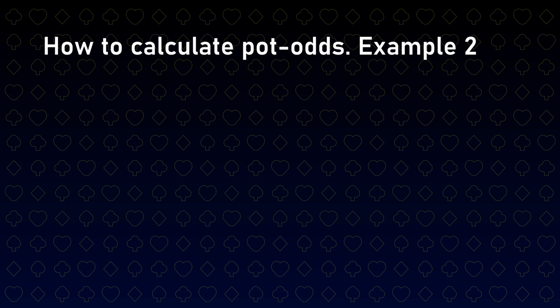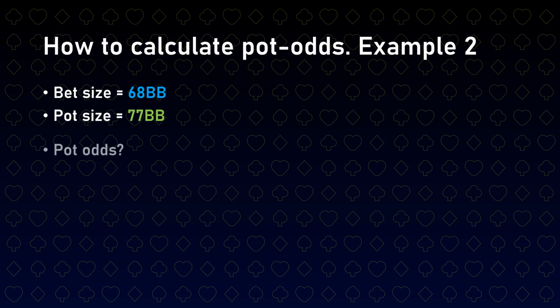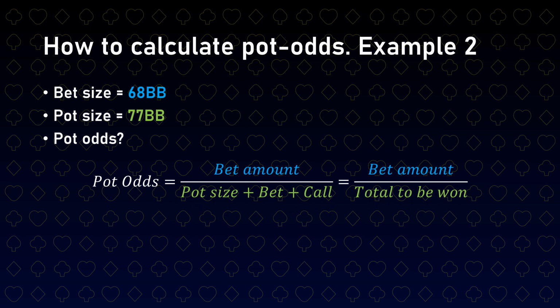In this example we will run through another situation, but this time in big blinds. In this scenario we are facing a huge, almost pot-sized bet of 68 big blinds into a pot of 77 big blinds. This is a fairly common spot in big pots where the players' stack sizes are similar to the pot size. Once again, feel free to pause the video and have an attempt yourself. So, let's break this one down.